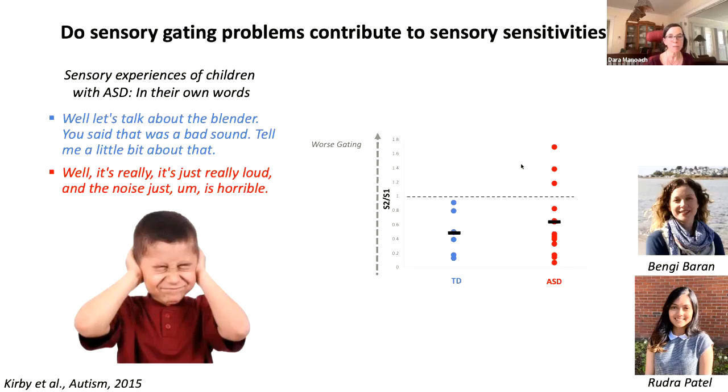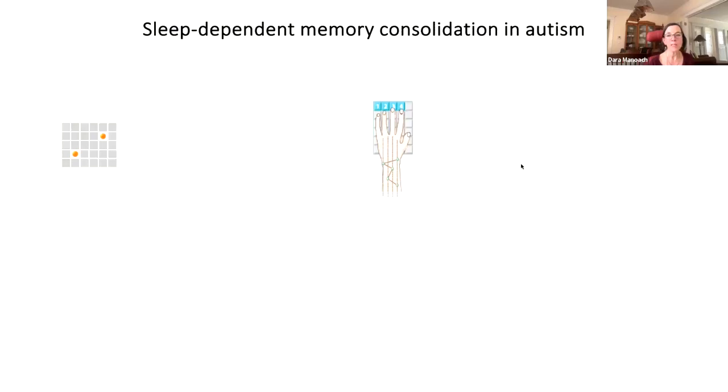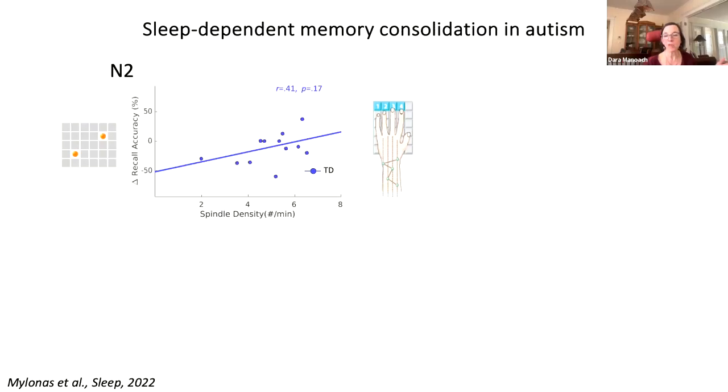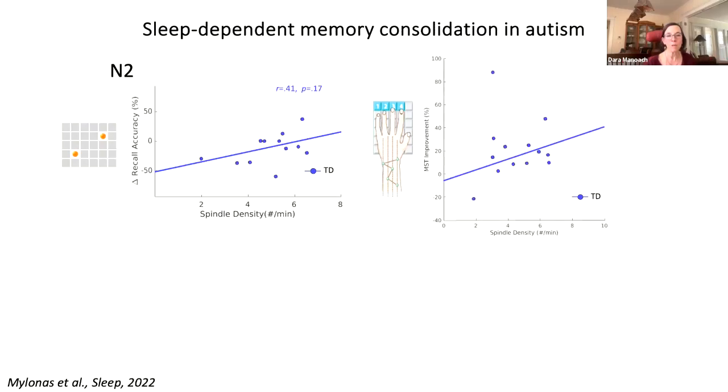in larger samples. What about sleep-dependent memory consolidation in autism? In either of the studies in our lab, a spatial memory task or the MST, there were no deficits in sleep-dependent memory consolidation. This is also the case in the literature. While typically developing people showed the expected relations of sleep spindles with memory in both tasks, people with ASD, if anything, showed the opposite relations. So this left us scratching our heads.